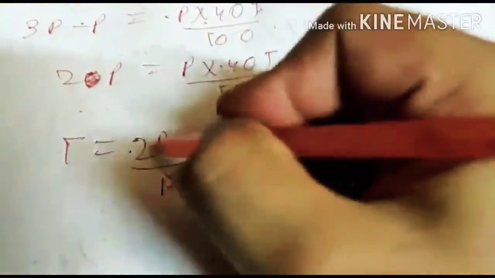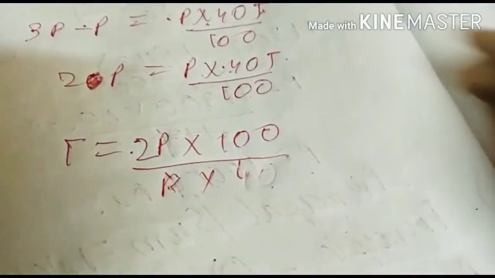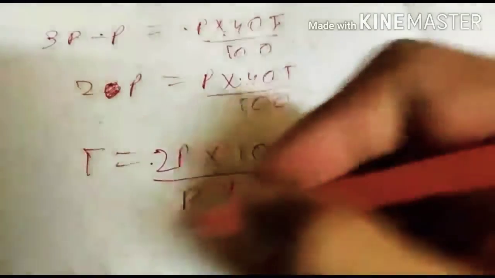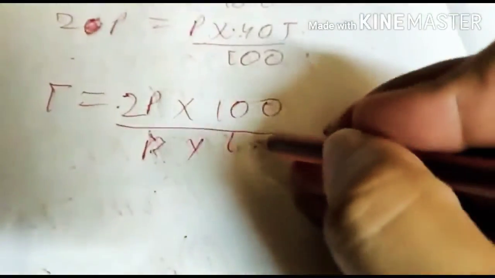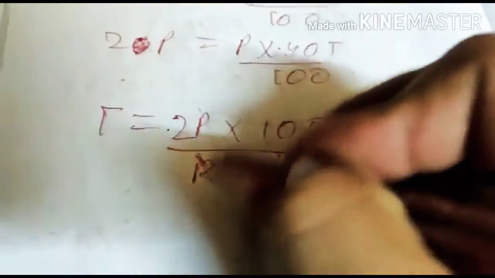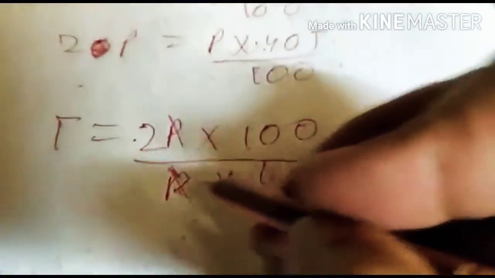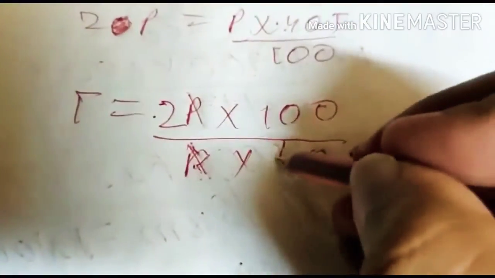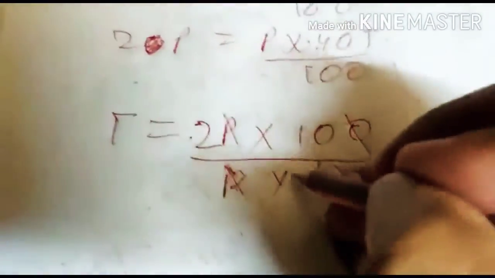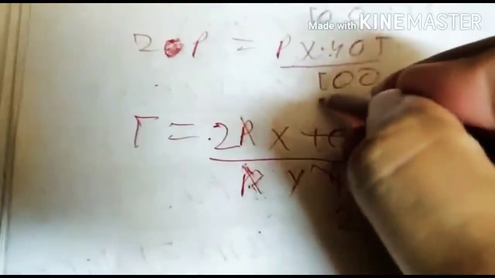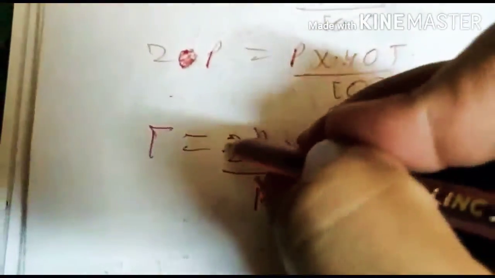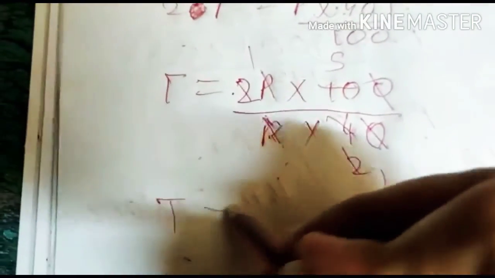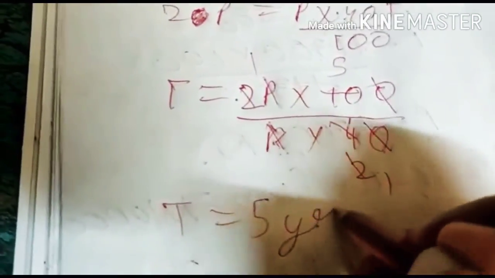So this p and this p will be reduced. This is 40. This p and p will be reduced, and p is cut off. This 0 is this. 4 2s are 8, 5 2s are 10. So t is 5 years.